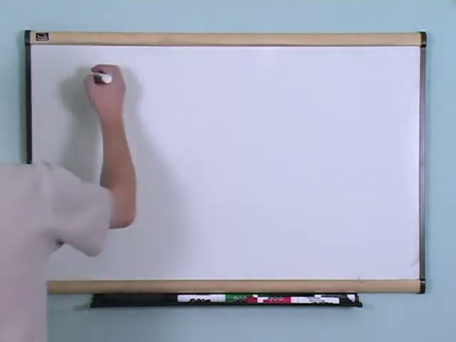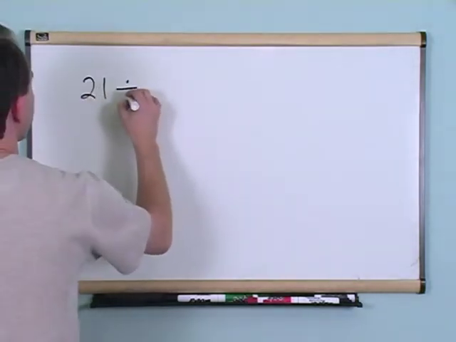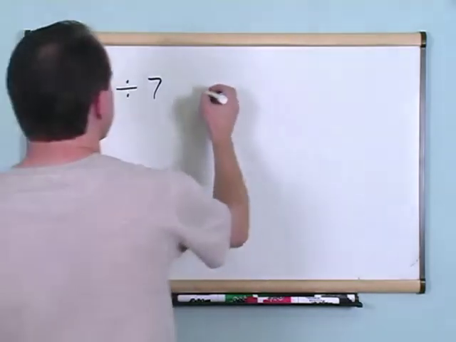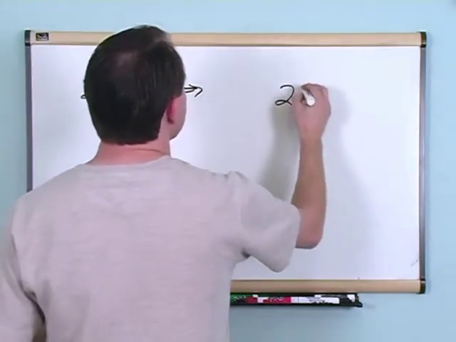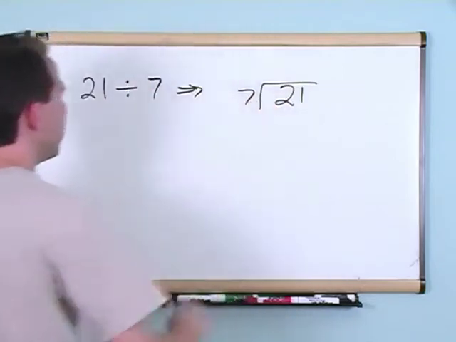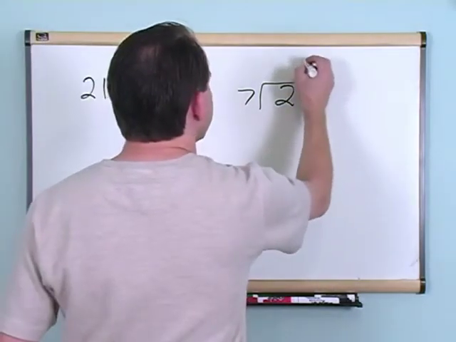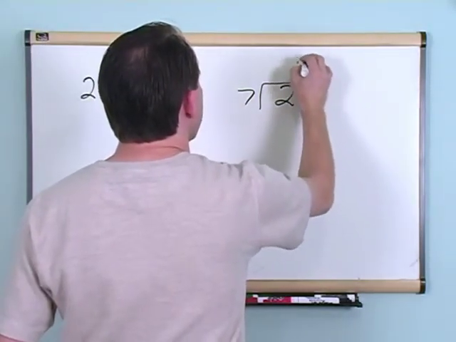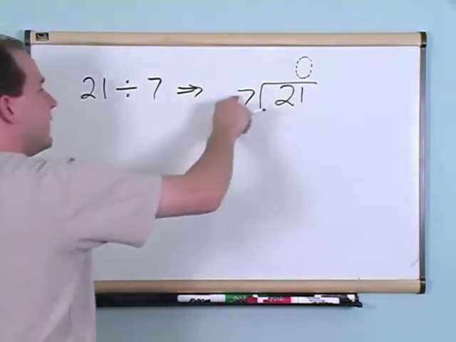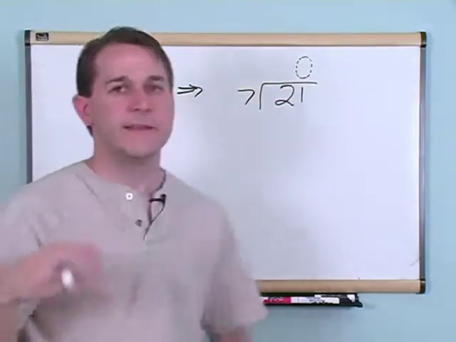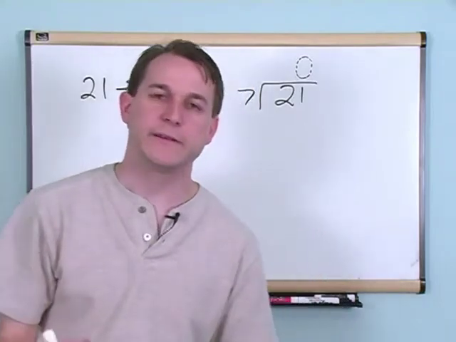Let's say you have 21 and you divide by 7. First thing you do is write 21 underneath the house and 7 on the outside of the house. So what we're trying to do is divide 7 into 21 and put a number over here. I'm trying to find out 7 times what number is going to give me 21.